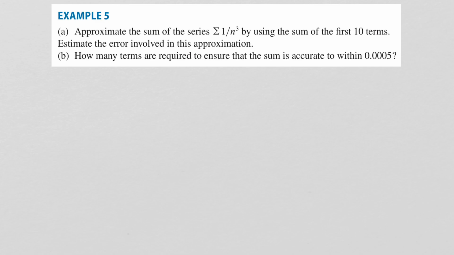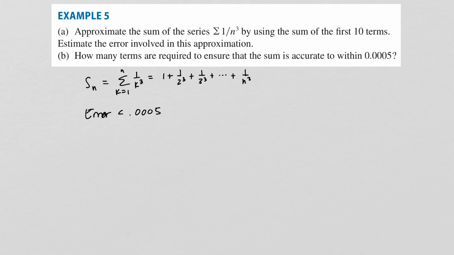How many terms are required to ensure that the sum is accurate to within 0.0005? So now we're asking, if we add up the first n terms, so Sn, which is the sum from k equals 1 to n of 1 over k cubed, which is 1 plus 1 over 2 cubed plus 1 over 3 cubed, etc., all the way up to 1 over n cubed, we want to know how many terms do we have to add for that error to be less than 0.0005. So what does n have to equal?